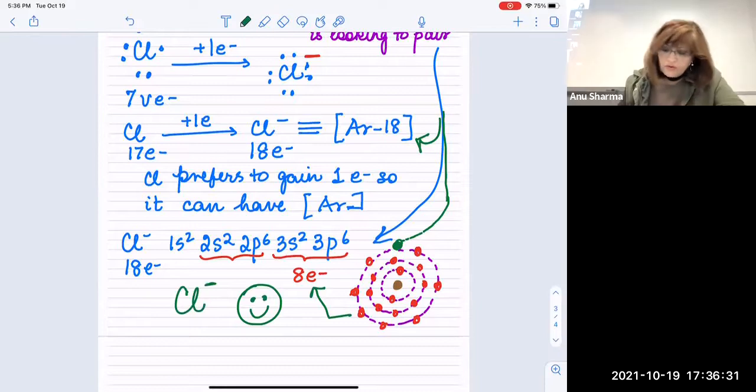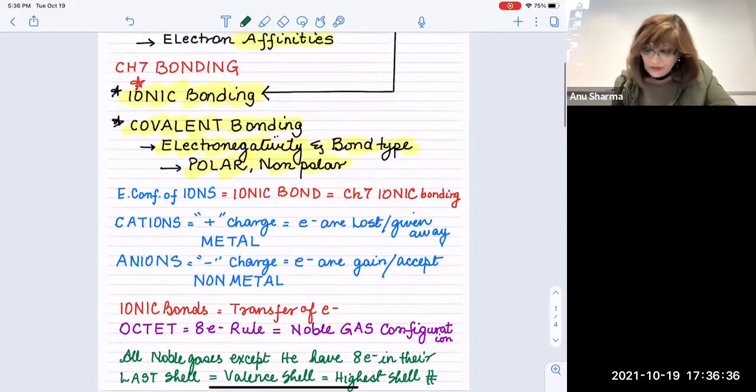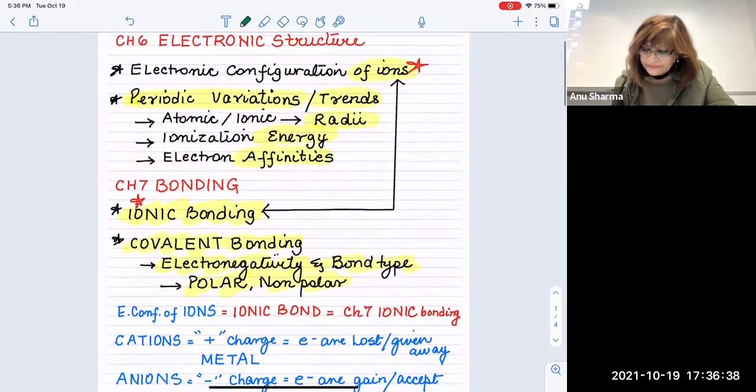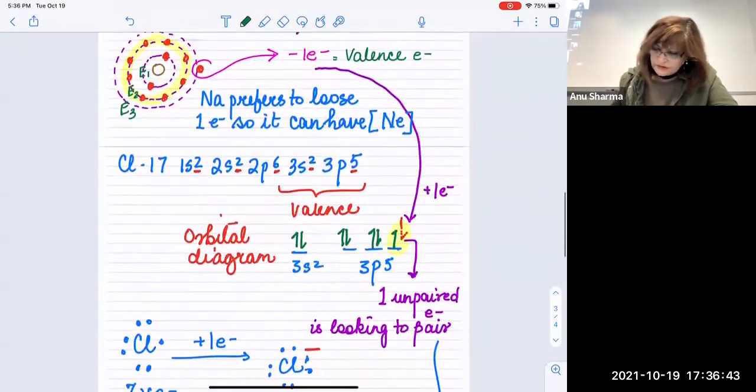Okay, now that's the 2 types. We've seen the very basic ones, but let's look at a few more ions. So this is one example.